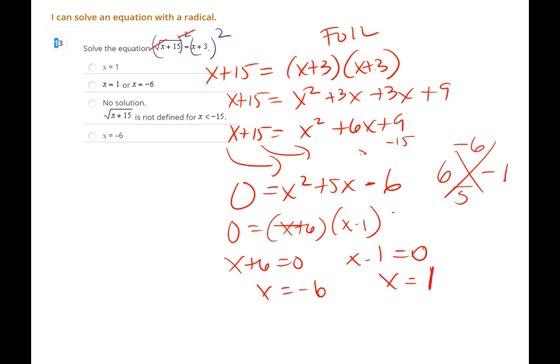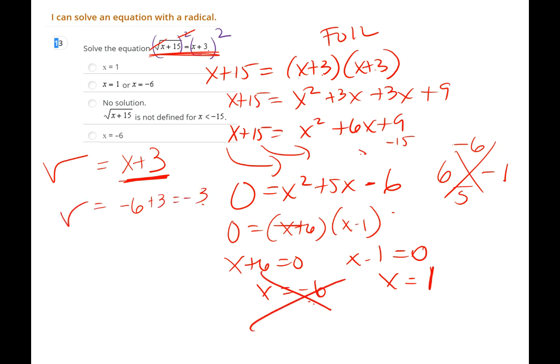But I have to be careful and make sure I can put those both in. So remember, it has to go in here. So we've got a radical with x plus 3. So I have to make sure that this doesn't come out to be negative. When I put a negative 6 in there, I get negative 6 plus 3 equals negative 3. So I'd have a radical equal to a negative. I can't have that. So negative 6 is extraneous. If I put a 1 into the x plus 3, I'd get 4. So that's positive, so that's an okay answer. So my answer has to be 1.